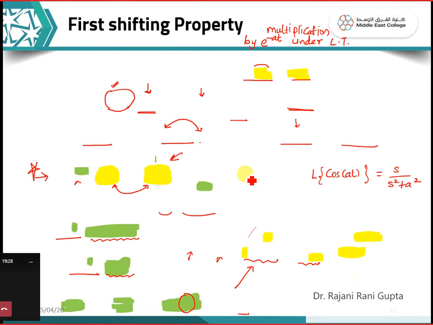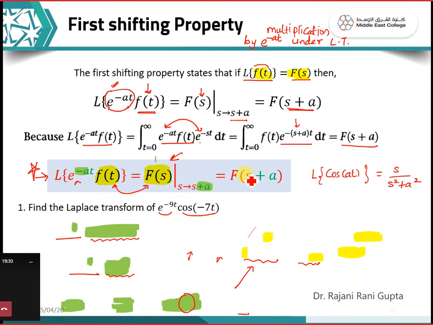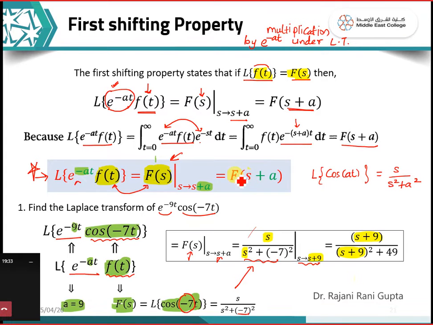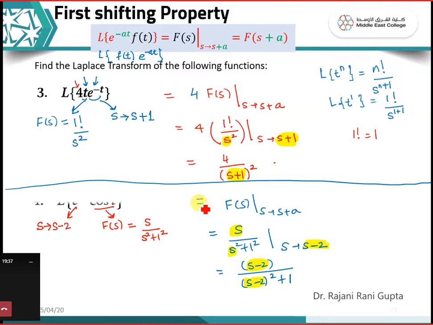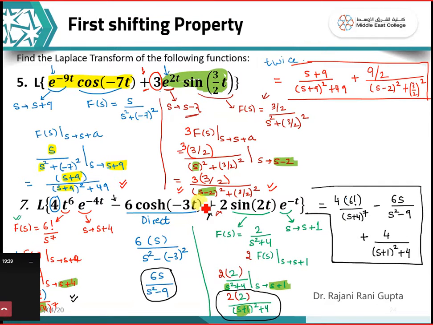Okay. Then we studied first shifting property, that is multiplication by e power t. Then we answered these questions. Okay. Any doubt in this regard?